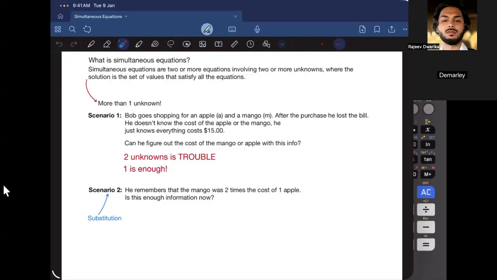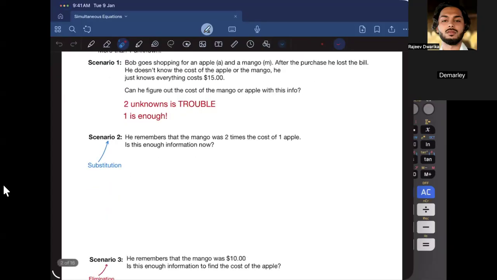So what I'm saying is, two unknowns is trouble. One is enough. Fellas, I'm talking to all you. One is enough. Two is trouble. Demarley, I'm not sure if you understand what I'm saying, but one is enough, right? So no matter what you do, you want to end up with one unknown. So I'm going to show you the concept behind substitution.